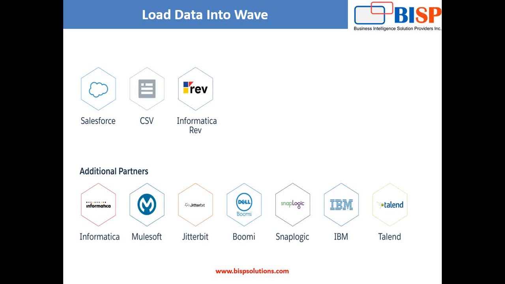Let me show you that. As you can see here, these are the additional partners. To bring data from SAP or any other technology into Wave, we'll take help of these additional partners, either SnapLogic or Dell Boomi or Jitterbit or Informatica or Talend or IBM. To bring data directly from Salesforce, we have a Salesforce connector. We can use it to directly bring the data from Salesforce into Wave. Then we have the CSV connector, which will help us load data directly from CSV files.